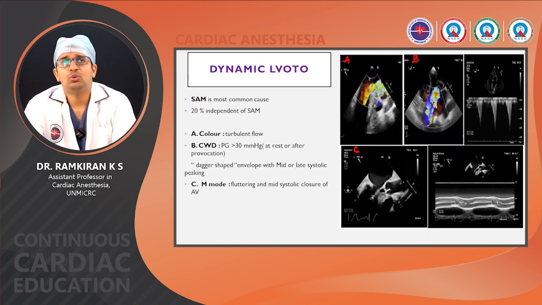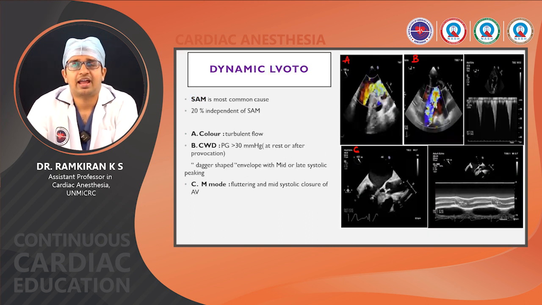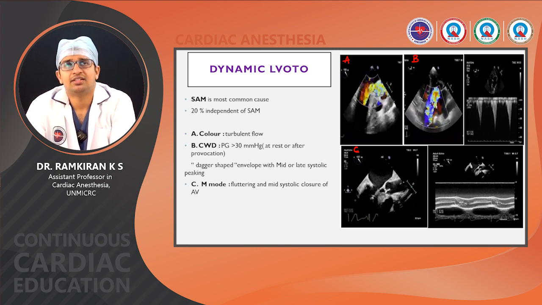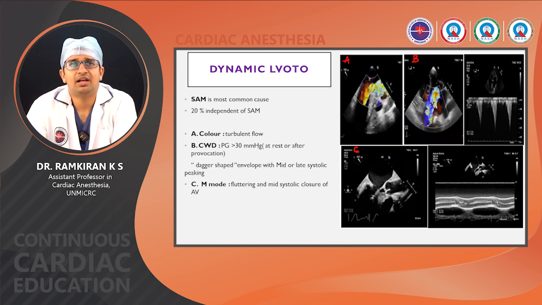And then coming to dynamic LVOTO. Dynamic LVOTO is also because of SAM. SAM is the most common cause, up to 80%, but in 20% it can be independent of SAM. That is because of the mitral valve abnormalities and sometimes the subvalvular apparatus abnormalities. So those have to be properly identified. So if you see in figure A, that is the midesophageal long axis view, you can see a turbulent flow in the systole in the LVOT zone.